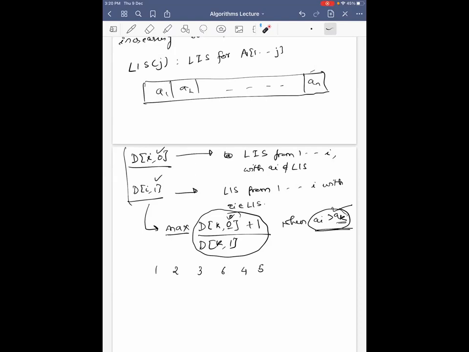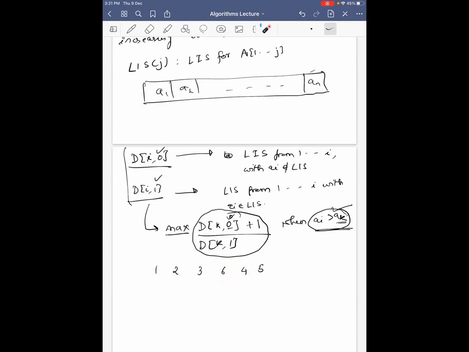Suppose I have this array. Now 5 can be appended to any increasing subsequence that ends in an element less than 5. Only then can I append 5. What are the possible candidates? I can have a subsequence ending in 4, ending in 3, ending in 2 or ending in 1. I cannot append 5 to a subsequence ending in 6.